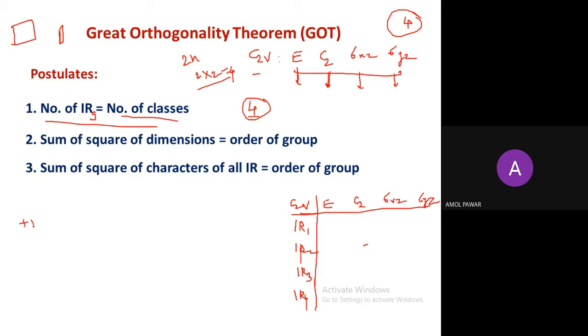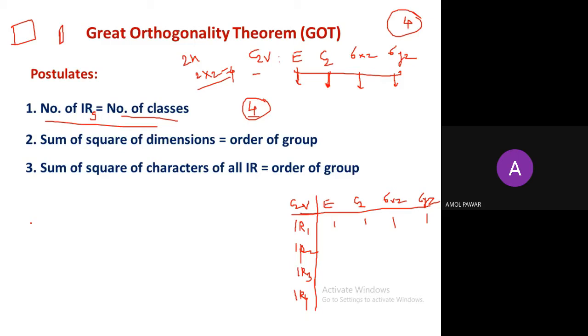Totally symmetric representation means that the character for each symmetry operation is +1 in that irreducible representation. So here we always write +1, +1, +1, +1. Each character table of a point group must have one totally symmetric irreducible representation. So we have written here +1, +1, +1.